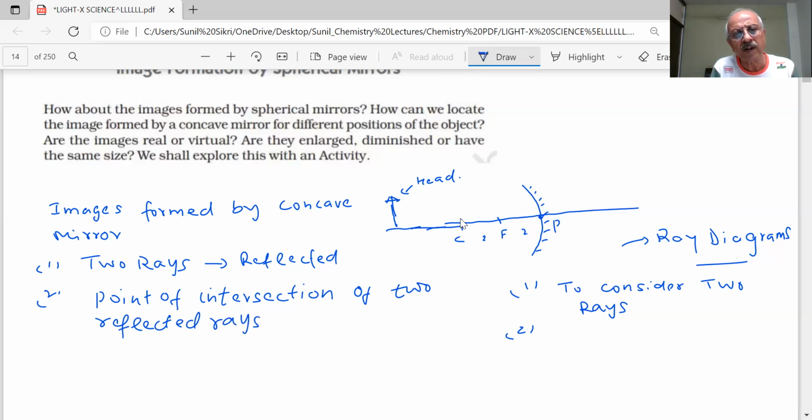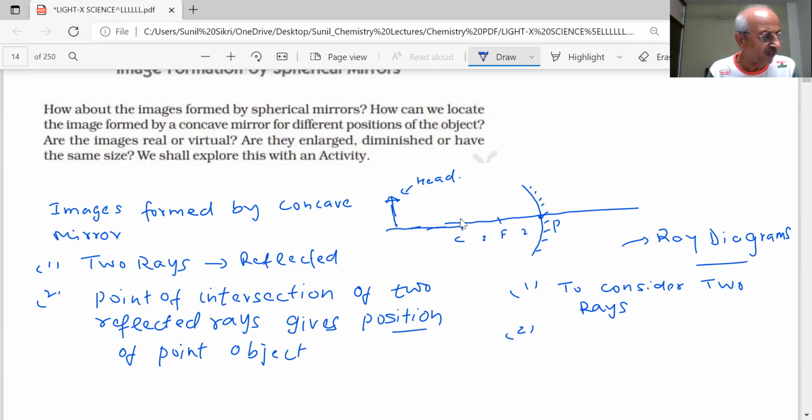at least 2 reflected rays. Because there are many rays, we are using 2. The point of intersection of at least 2 reflected rays gives the position. What will be giving the position of the point object? So the intersection of at least 2 reflected rays gives the position of the image of the point object.